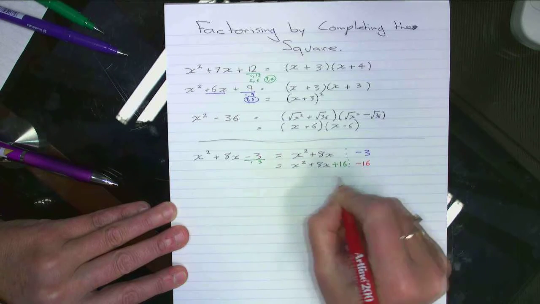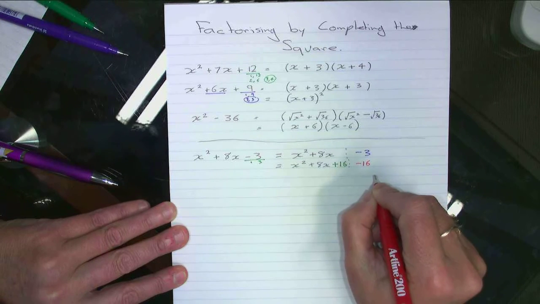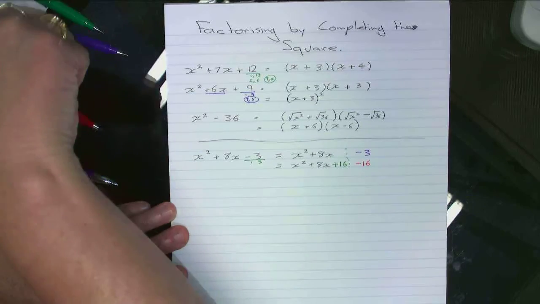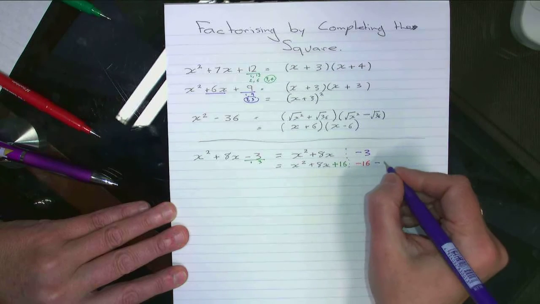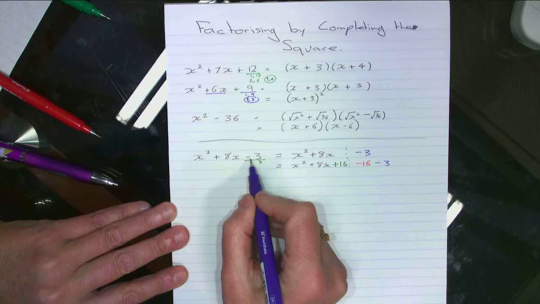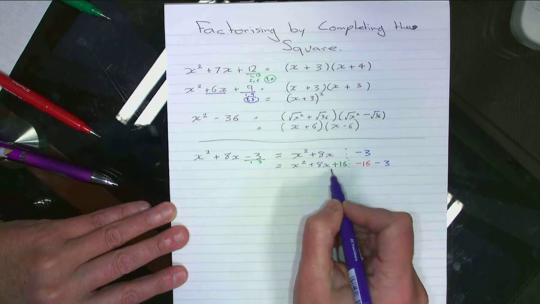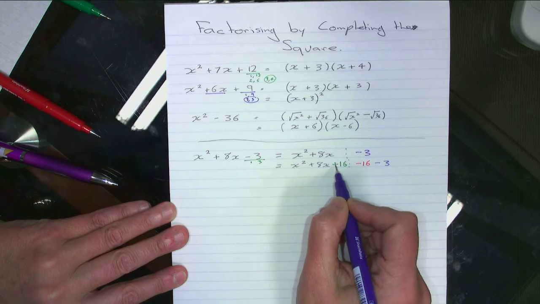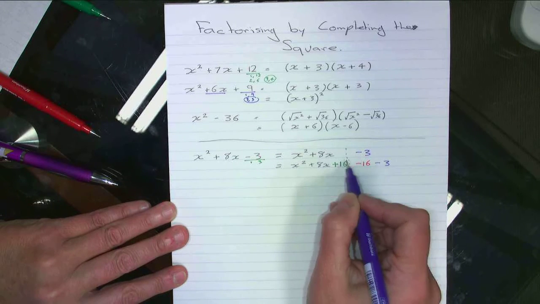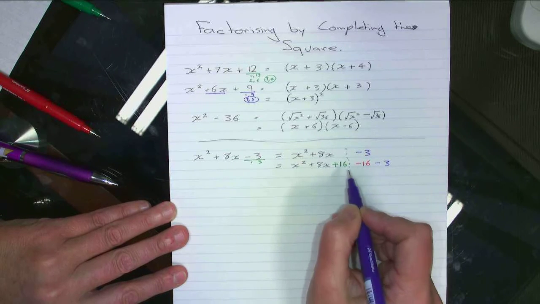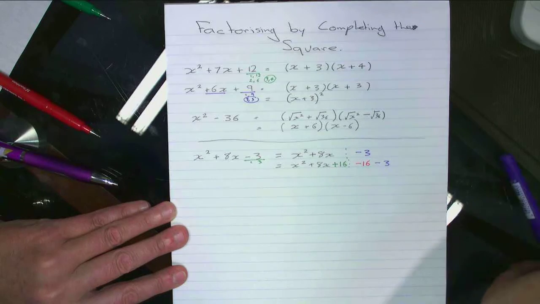It's the same equation, but we're going to subtract 16, and then we've got our minus 3 from this part of the equation. So the minus 3 is there. So what we've done is we've added this bit here in the middle of the equation, plus 16 minus 16. Because that equals 0, it doesn't change the net value of the equation.